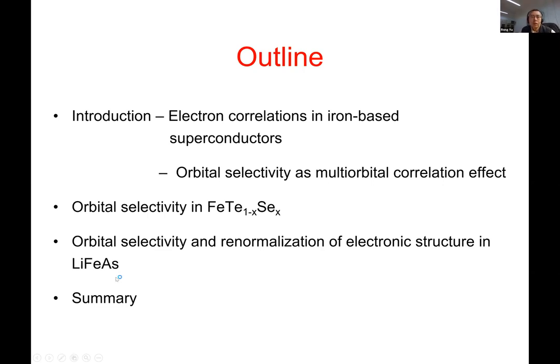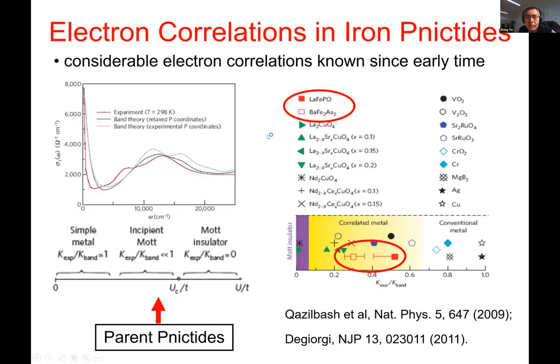Okay, so shortly after the discovery of high temperature superconductivity in the iron pnictides, it has been recognized that this system has considerably strong electron correlations, as one can see here in this optical conductivity data. The Drude weight is considerably suppressed from the band theory values. So this actually suggests that the parent iron pnictide system is a bad metal.